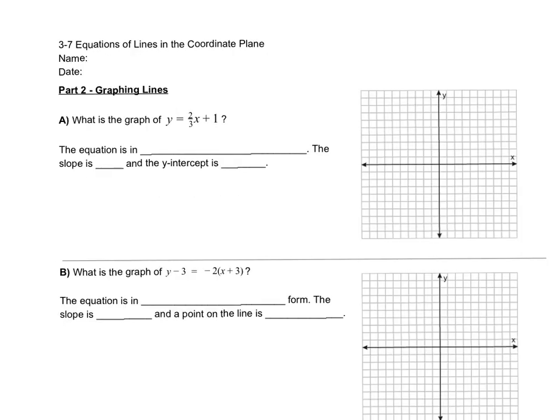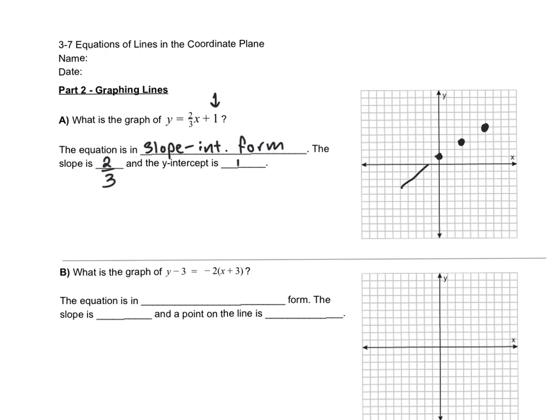Looking at part 2, it says, what is the graph of y equals 2/3 x plus 1? This equation is in slope-intercept form. The slope is 2/3, and the y-intercept is +1. So our line is going to cross the y-axis at 1, when y is 1. Now, our slope is 2/3, so that means rise over run. So we have to go up 2 over 3. 1, 2, 3, right here. And then the same thing. Go up 2, 1, 2, over 3, 1, 2, 3.